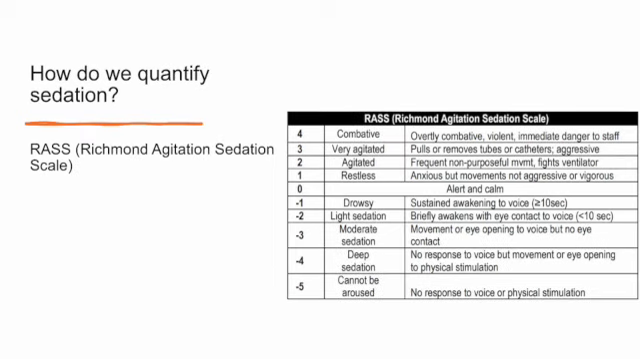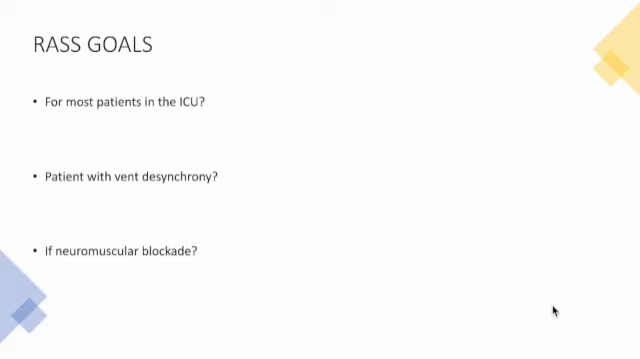So when you order sedation, you'll order it to be titrated to a RASS goal. So you might choose a RASS goal of -1 to -2 or a RASS goal of -3 to -4. So what goal do we want for patients to be adequately sedated while not being over-sedated? For most patients in the ICU, our goal is 0 to -1, which means that these patients are essentially awake and alert. So what about in patients who are over-breathing the vent?